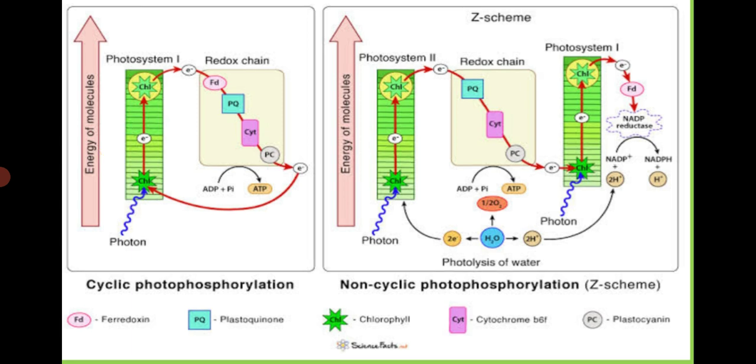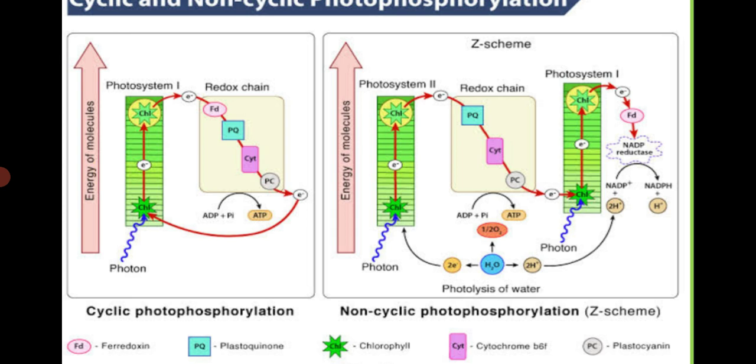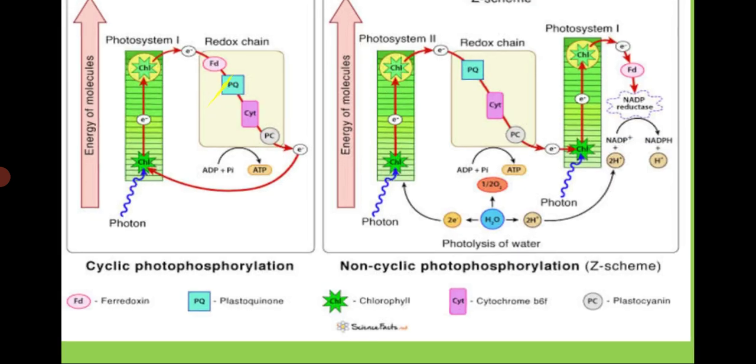How many carriers are there in this photophosphorylation? In a cyclic photophosphorylation, the excited electron, or a high energy electron, from a chlorophyll is accepted by a plastoquinone, then to a cytochrome, and cytochrome to a plastocyanin, and plastocyanin once again reverts back to a chlorophyll. So this is a cyclic process.